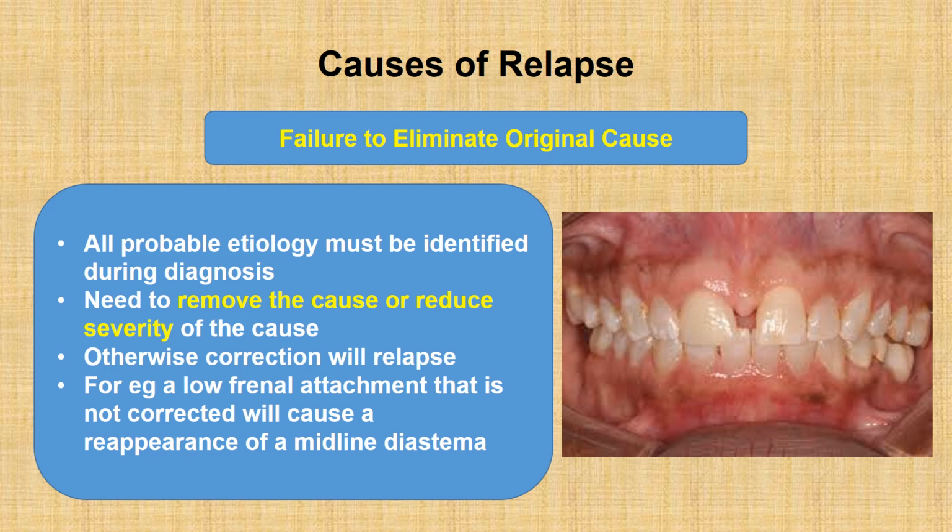Now, another cause of relapse is the failure to eliminate the original cause. Now, all probable etiology must be identified during treatment planning and diagnosis stage, and it needs to be removed, and the treatment must aim to remove the cause or reduce the severity of the cause. Otherwise, the correction will not be stable and will relapse. For example, a low frenal attachment that is not corrected will cause a reappearance of the midline diastema.